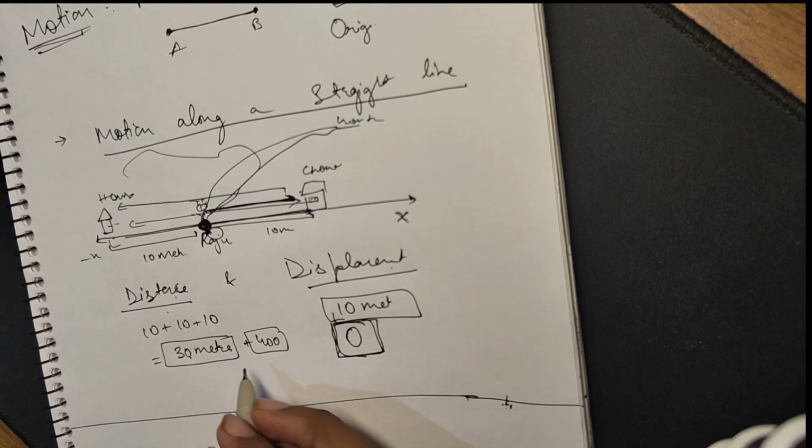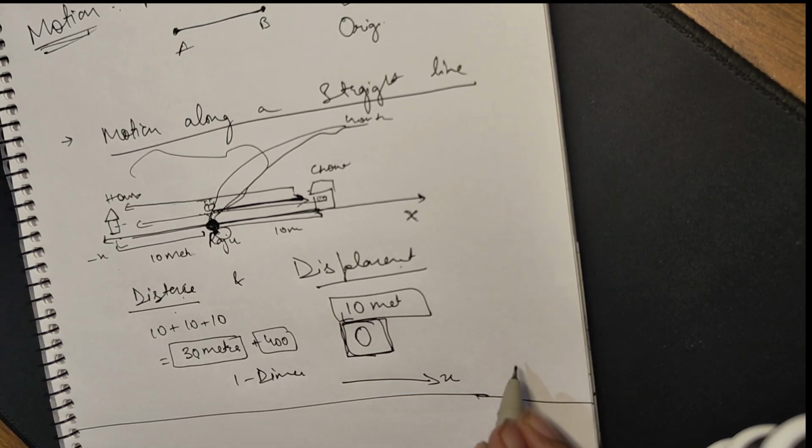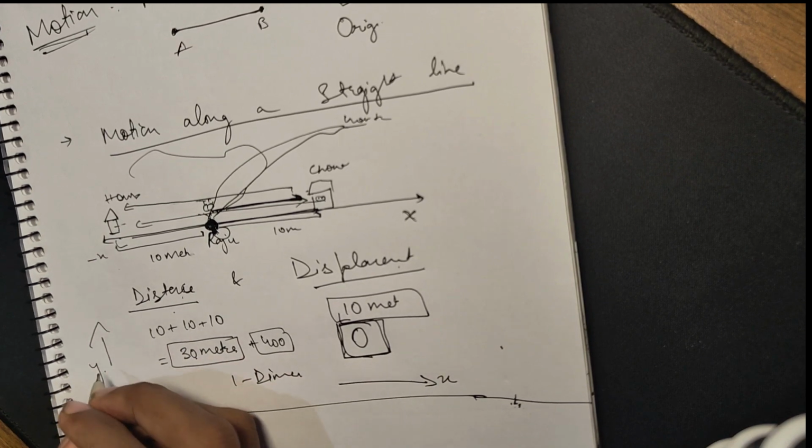Motion along a straight line. Here we talk of only 1 dimension. It can be either along the x-axis or along the y-axis. Okay, just this.